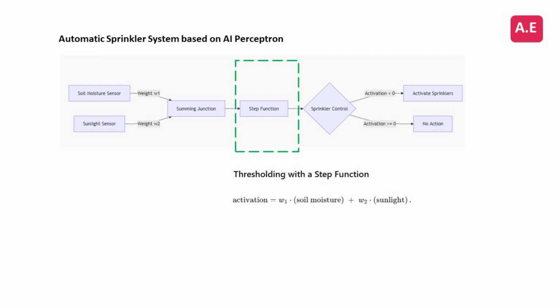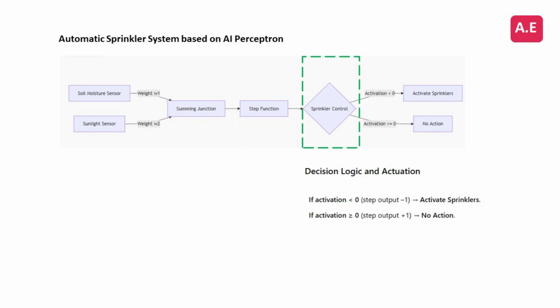Raw activations can vary continuously, but the sprinkler system must make a binary choice, on or off. To convert the continuous activation into a discrete decision signal, we apply a step function, sometimes called a sign function. After this mapping, an output of -1 indicates the activation fell below 0, i.e. soil dryness outweighs moisture, so turn sprinklers on. An output of +1 indicates no need for water, so keep sprinklers off.